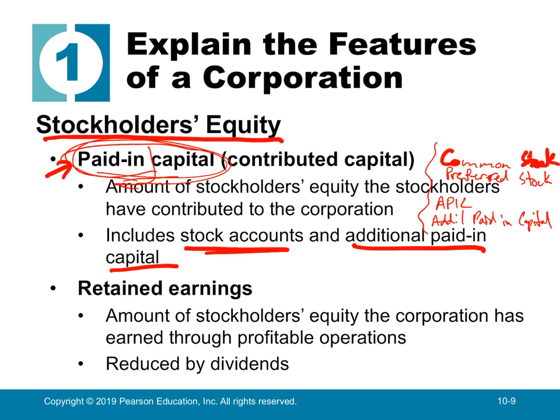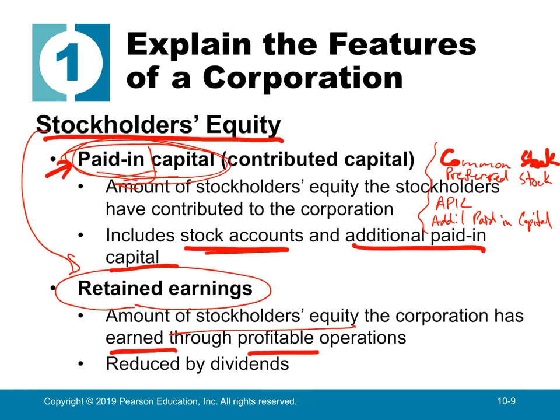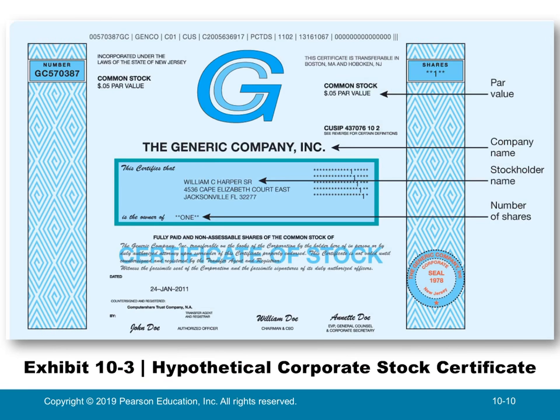And then the other part of stockholders' equity, of course, is retained earnings. So these are the amount of stockholders' equity that the corporation earned through profitable operations, and these get reduced by dividends.